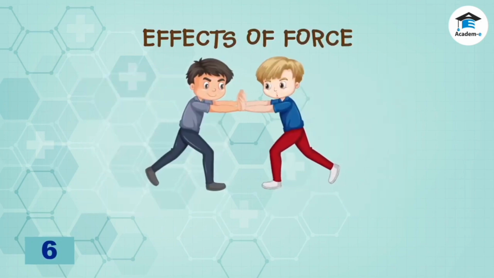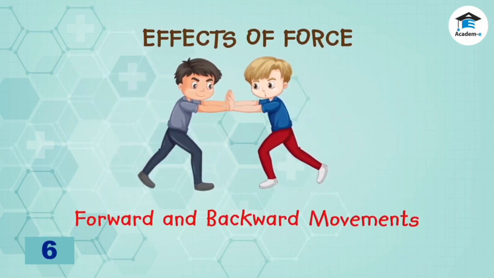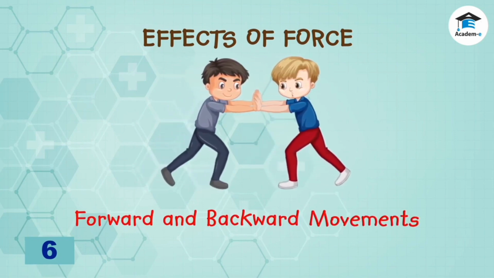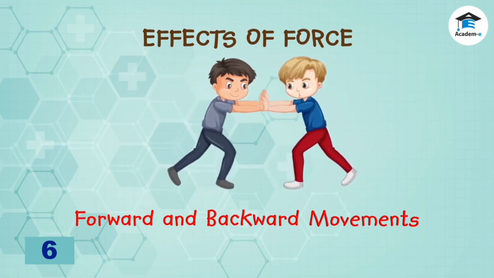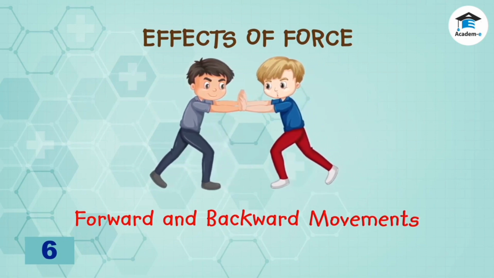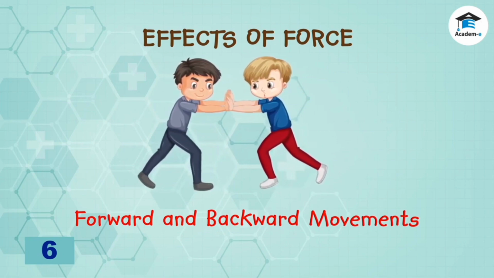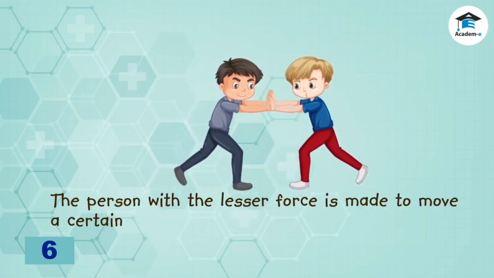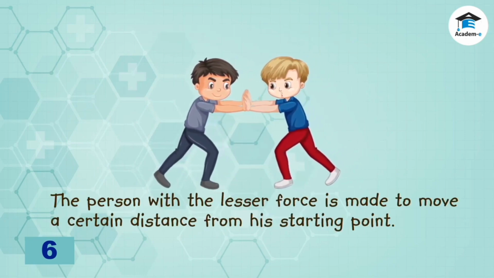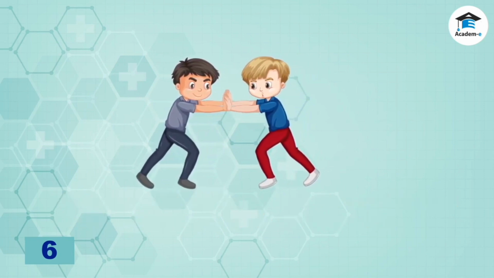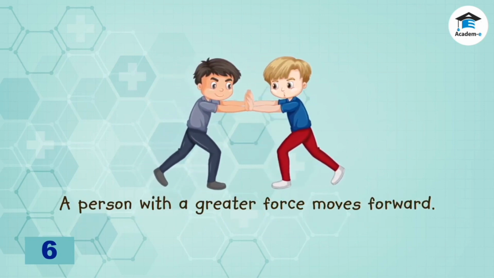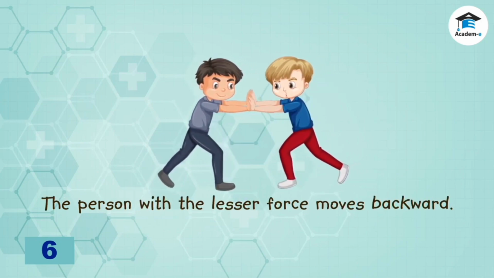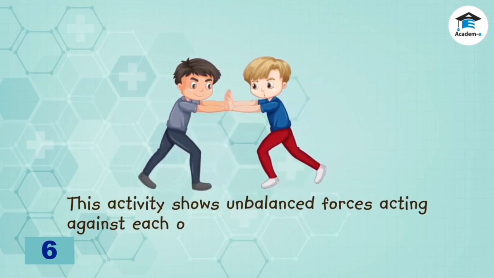In this illustration, the forces that the boys exert in pushing each other are not equal, resulting in one of them being pushed back. Therefore, movement takes place. When one of the forces acting on each other is greater than the other, the movement goes to the direction of the greater force. Therefore, the person with the lesser force is made to move a certain distance from his starting point. A person with a greater force moves forward. Oppositely, the person with the lesser force moves backward. This activity shows unbalanced forces acting against each other.